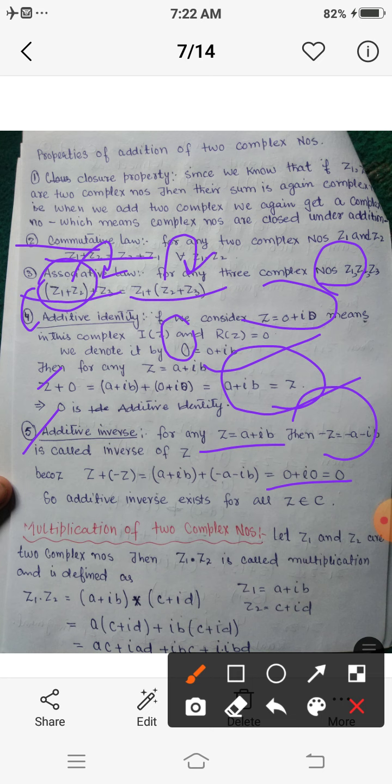You can also check that minus z plus z equals 0 also. So this minus z is simply called the additive inverse of the complex number z.